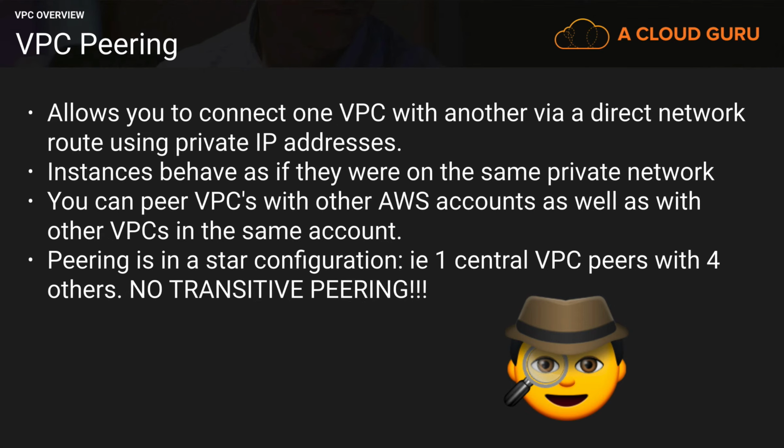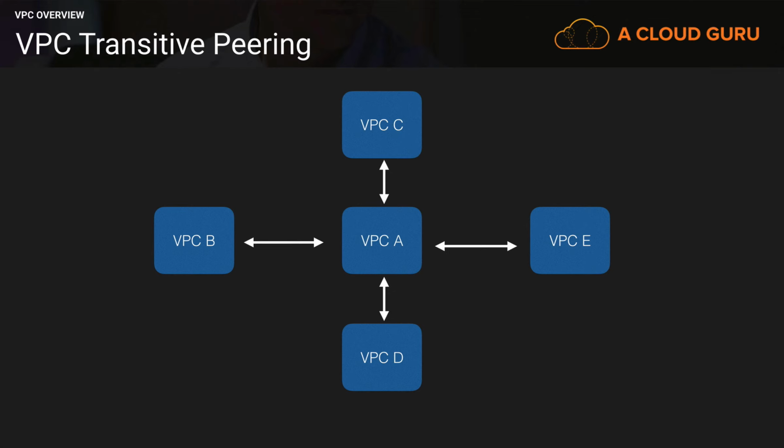So we have no transitive peering, and I'll just show you what that looks like. So here we go. We've got assets in VPC A. VPC A is peered with VPC C and VPC B. So VPC A is able to talk to instances in VPC C as well as VPC B. However, an instance in VPC B would not be able to talk to an instance in VPC C. The only way we could do that is to peer VPC B with VPC C. So we don't have transitive peering with VPCs. We have to peer each VPC with each other. So I hope that makes sense.